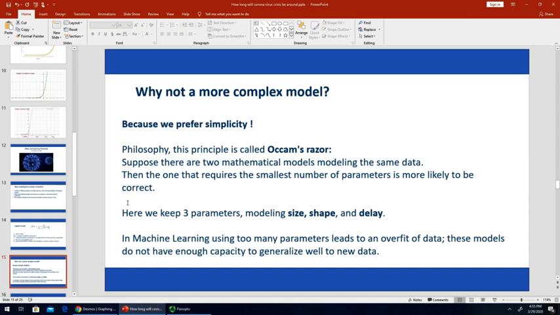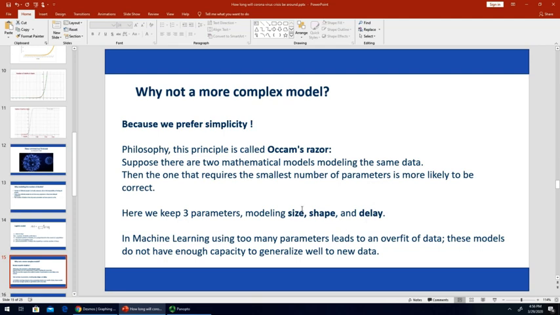Now, some people ask me why I didn't use a more complex model. Well, I actually like simplicity, and philosophically speaking, this is called Occam's razor. If you have two mathematical models modeling the same data, and one of them requires a smaller number of parameters than the other, then you always have to choose the simplest, with the smallest number of parameters. In our case, the parameters I employed in the model are K, which models size, C, which models shape, and D, which models the time delay.